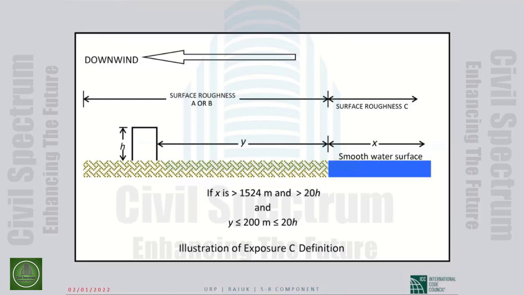And then exposure C shall extend inland by a distance no larger than 200 meters or 20 times the building height. Okay, anyway, what I said is important. First of all, this has to have a minimum extent, and then the exposure C extends inland for a considerable distance. This is something you have to appreciate and understand. In quite a few situations, this turns out to be quite important.